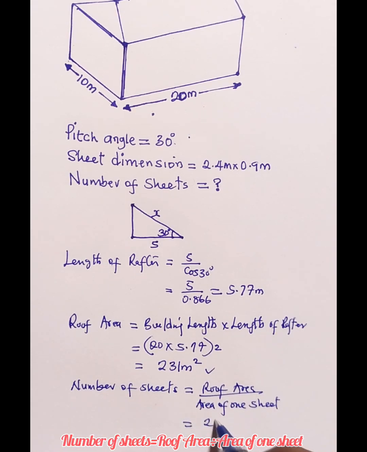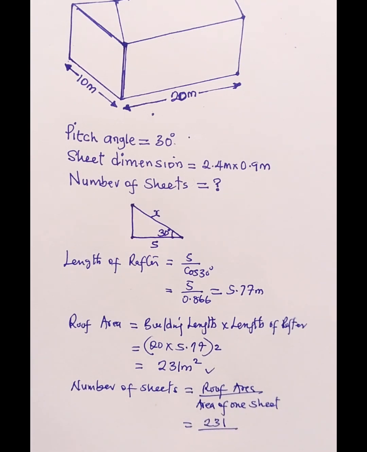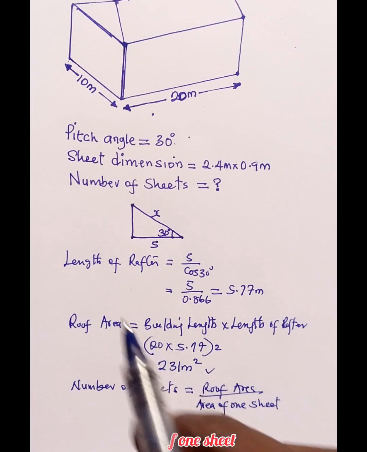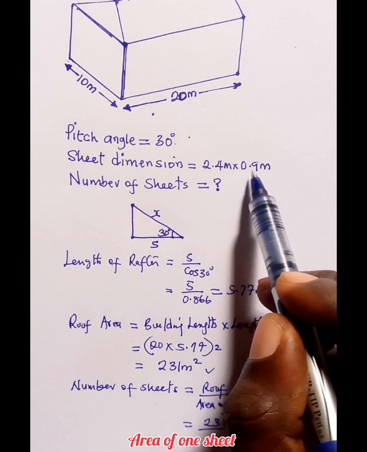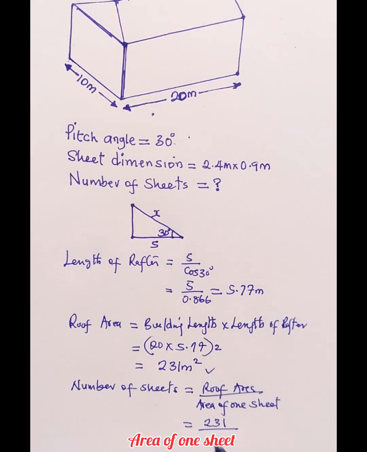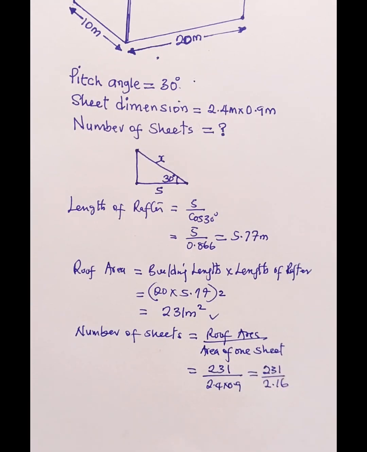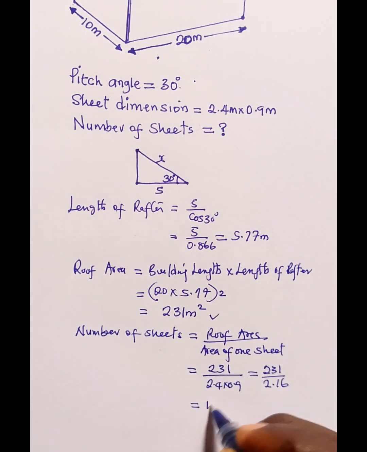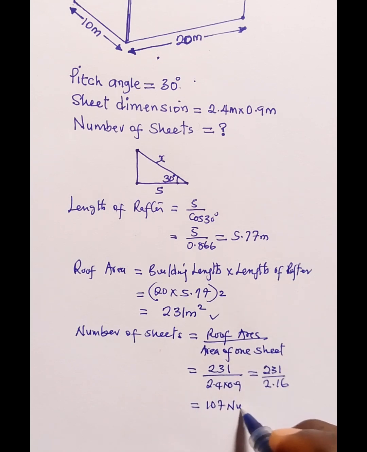Roof area is 231, divided by the area of one sheet. Remember, sheet dimension is 2.4 by 0.9. So area of one sheet becomes 2.4 by 0.9, which is giving us 231 over 2.16. So the number of sheets becomes 107 numbers. So this is the number of sheets required.